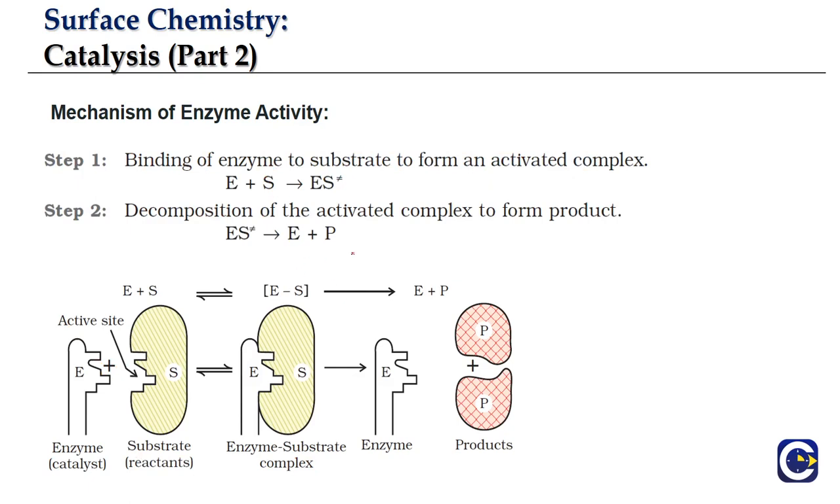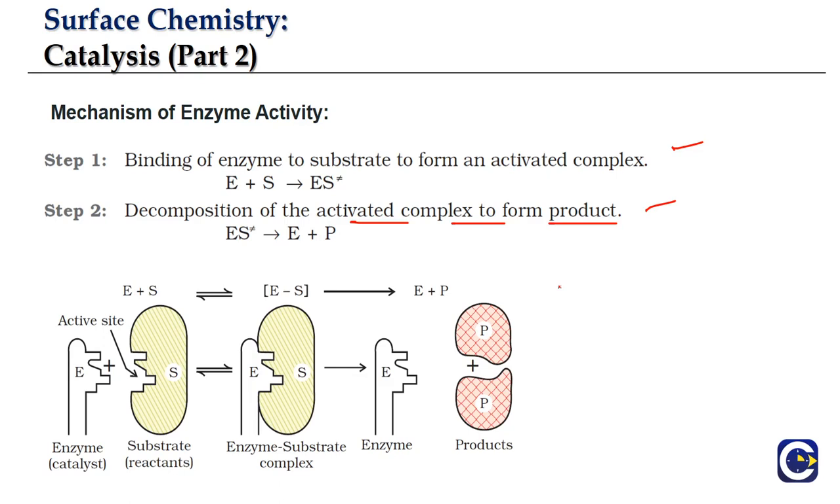And the overall mechanism we can see to be happening in two steps. The first step is the enzyme and substrate forming an intermediate complex, and the decomposition of the activated complex will give the products which will leave the enzyme molecule and go away. So these are the two steps involved in the enzyme activity, and we can see clearly why it makes the enzyme activity very specific. Only complementary shape molecules can actually come and lock into the enzyme.